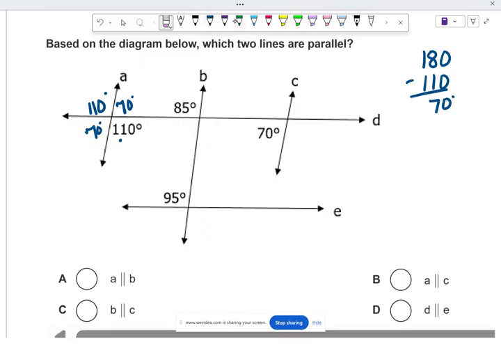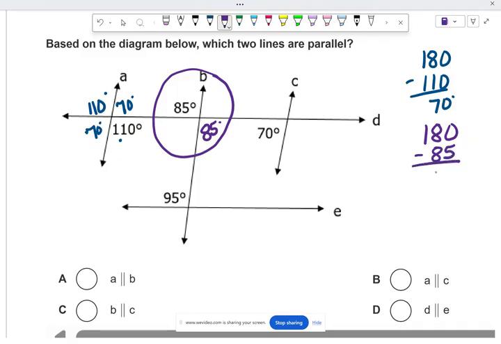All right, next little cluster. Okay, I know the angle across from 85 degrees, its vertical angle is also 85. To find the other two, you do 180 minus 85, which would leave us with 95 degrees for the other two angles in that group.